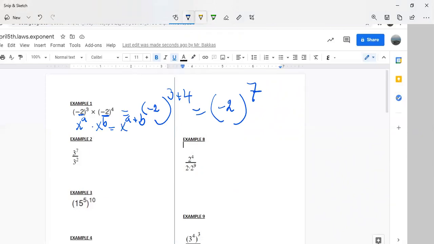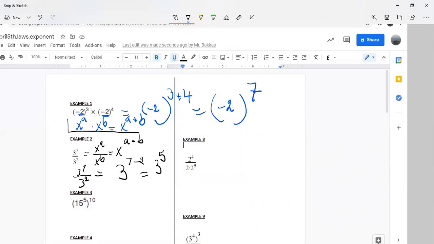Example 2 is the quotient rule. So this is x to the a over x to the b is x to the a minus b. Okay, so 3 to the 7th over 3 squared is 3, the top minus the bottom, 7 minus 2, which is 3 to the 5th power. Okay. All right, so that's the quotient rule. This is the product rule. This is the quotient rule.